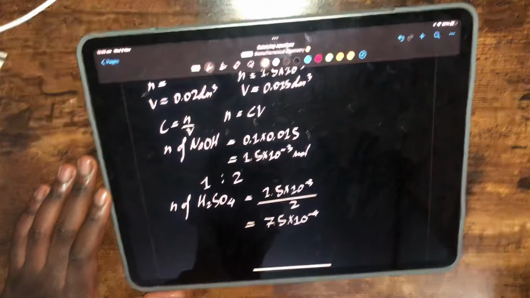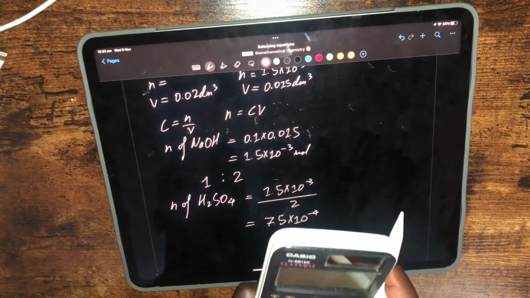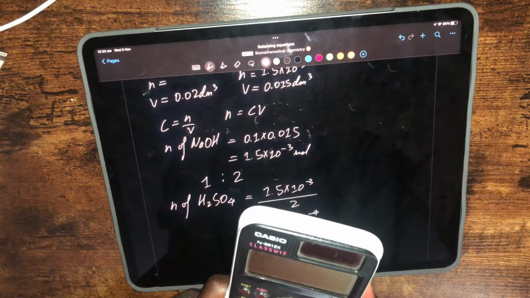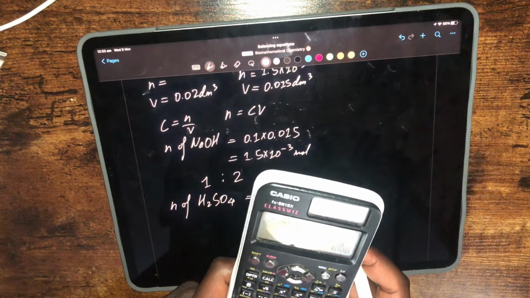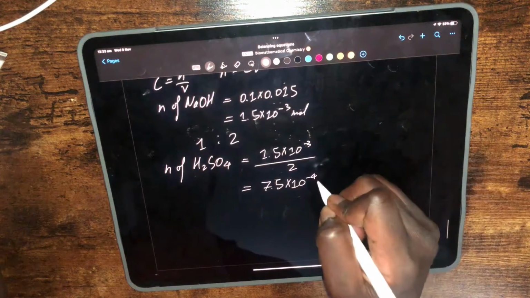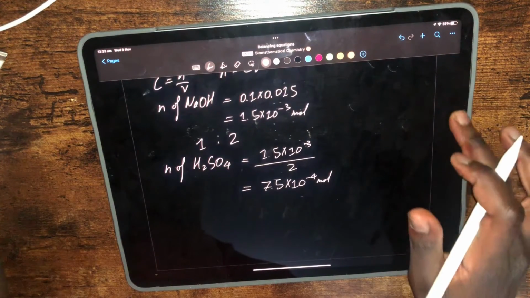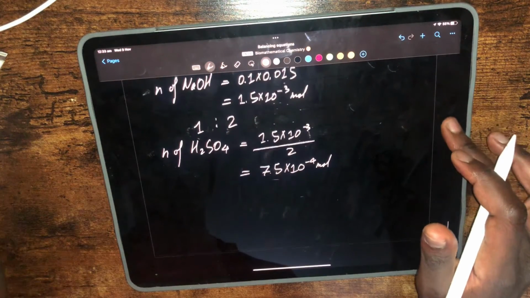Let me just double check my calculator to see what I have. That should be right. Before I make a dumb mistake. Good, I'm not done. Right. Allegedly. Where was I going to go from here?